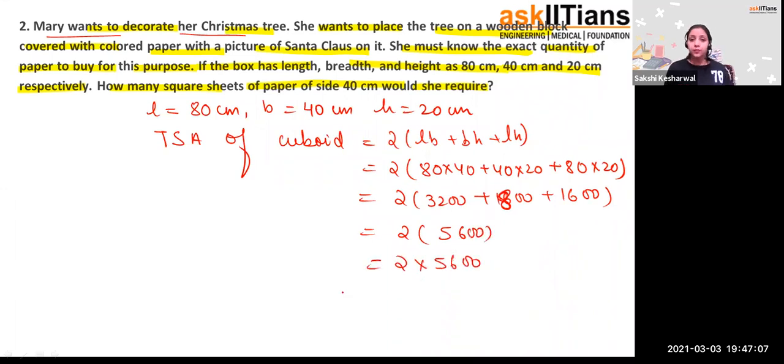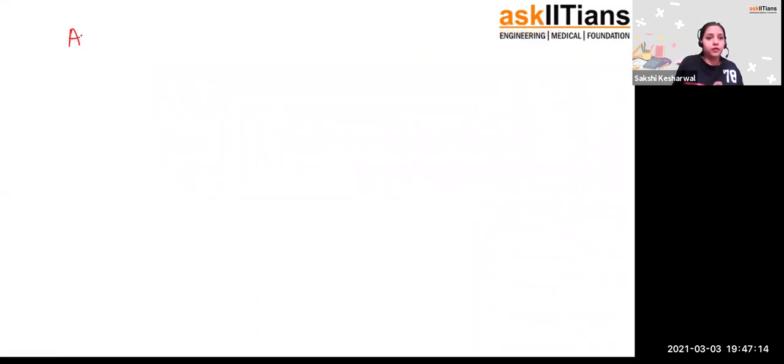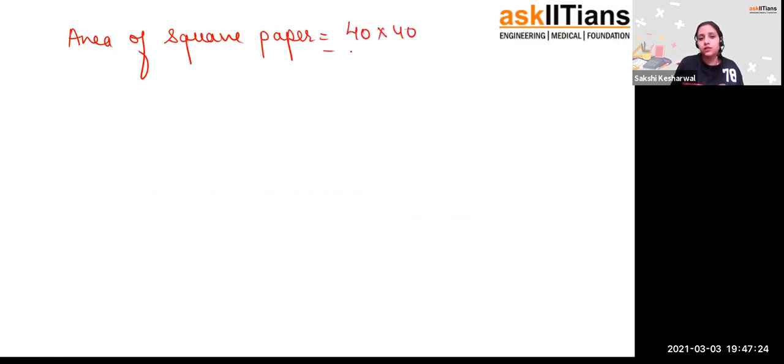That is your TSA. Then you will be finding out the area of the square paper, right? So area of square paper will be how much, beta? It will be 40 into 40, which is equals to 1600 centimeters square, right?